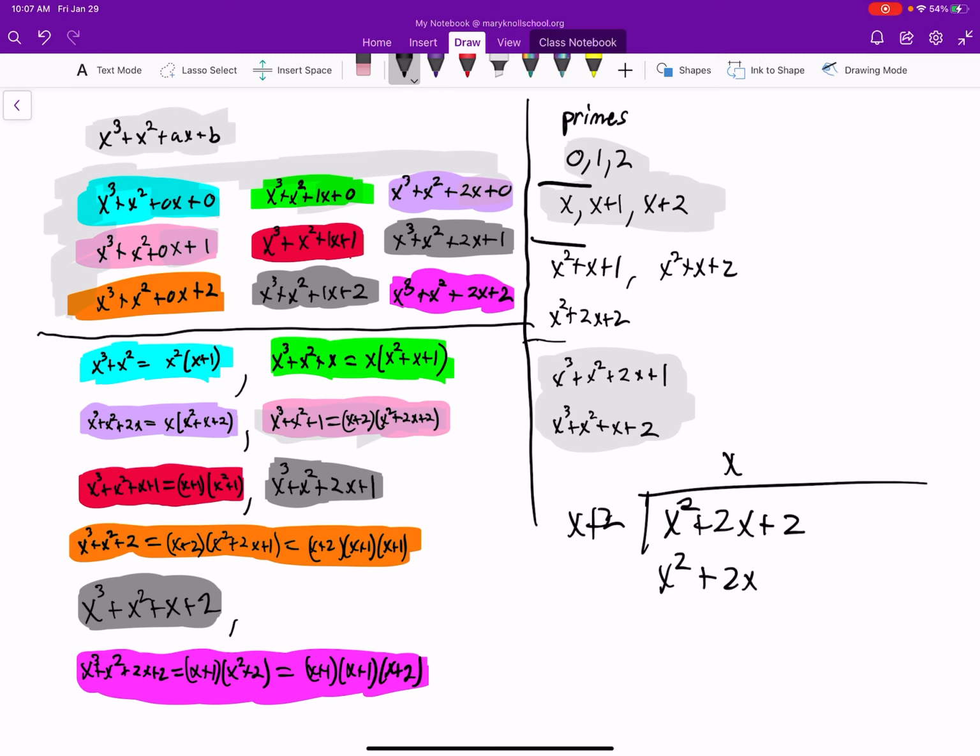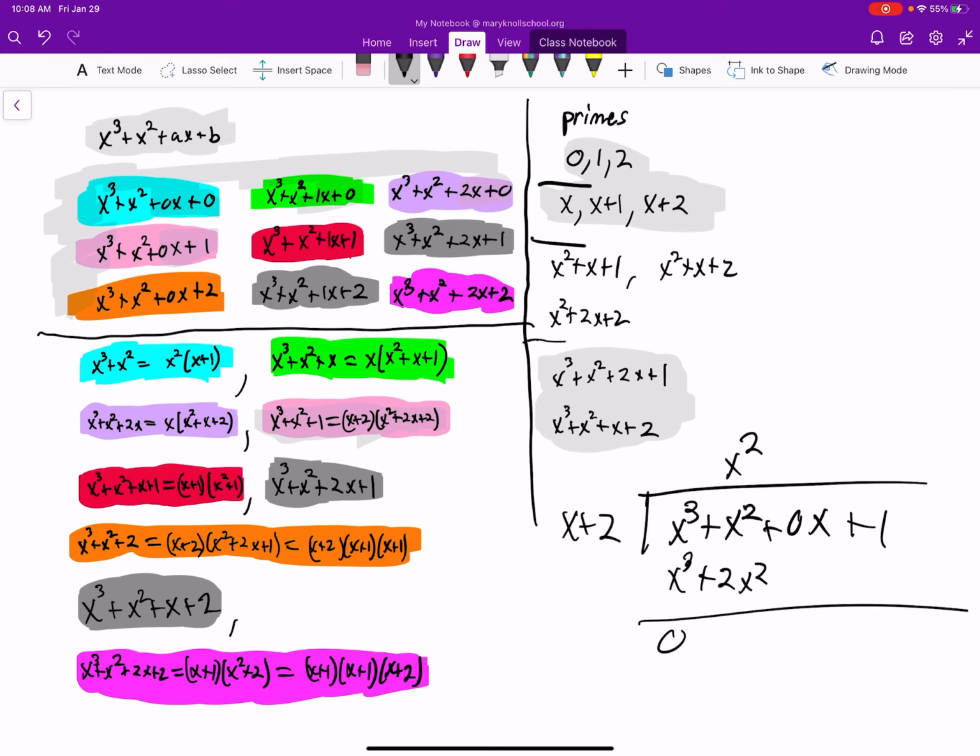Oh, I wrote this wrong. Okay, so x cubed plus x squared plus 0x plus 1. Okay. So we're going to try dividing it by x plus 2, and then we need an x squared here, so x cubed plus 2x squared.